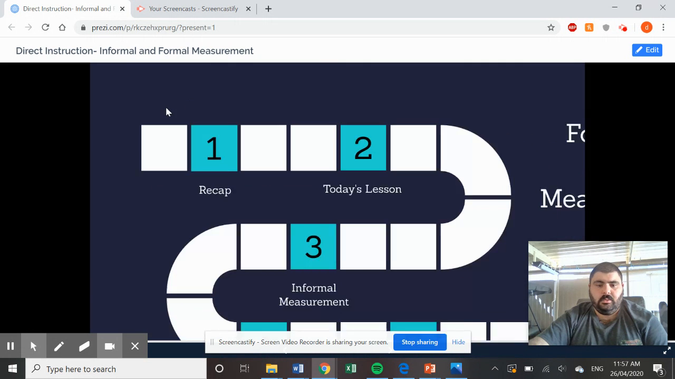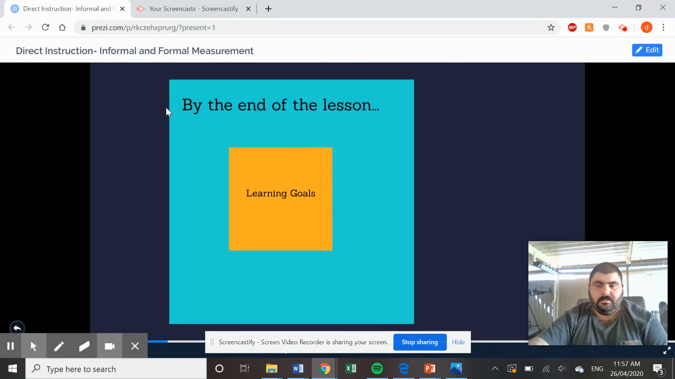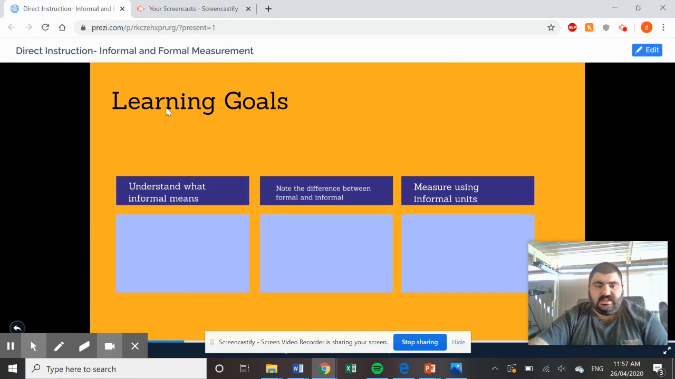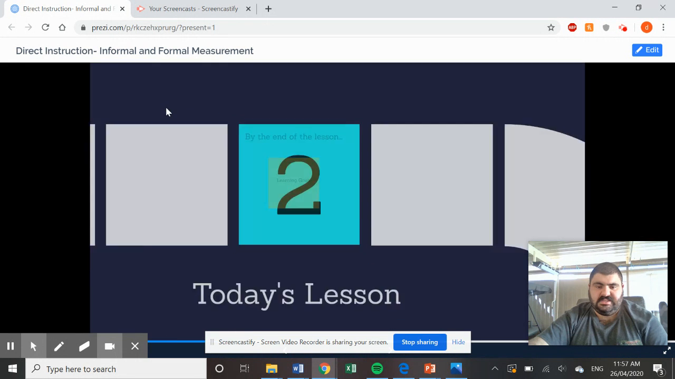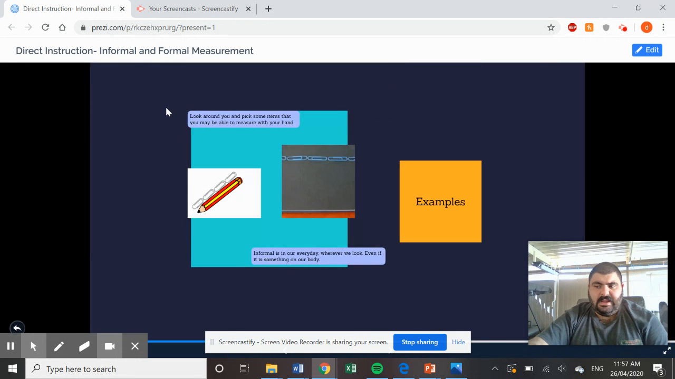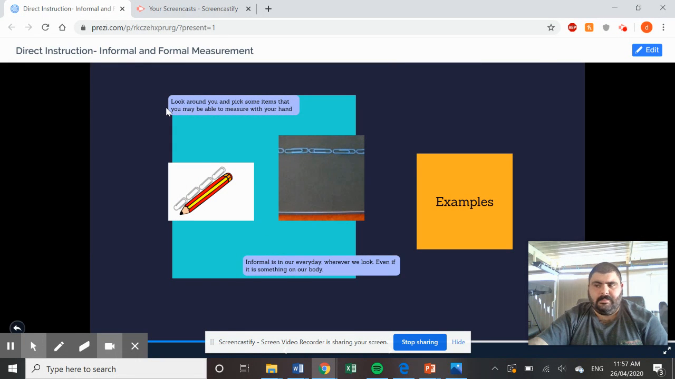In today's lesson, we will be exploring informal measurement, and our goals today are to understand what informal means, know the difference between formal and informal, and measure using these informal units. Informal measurement is not something we normally measure with. Informal can be anything we see in our everyday life, even if that is something attached to our bodies, especially our hands, our forearms, or even our feet.